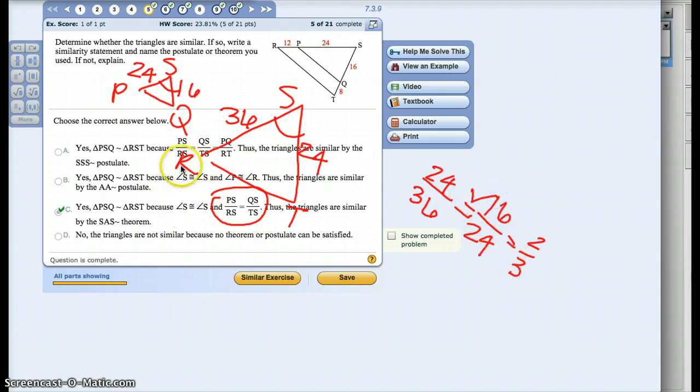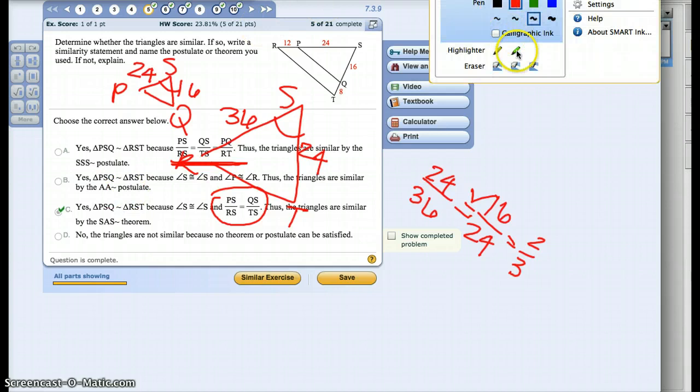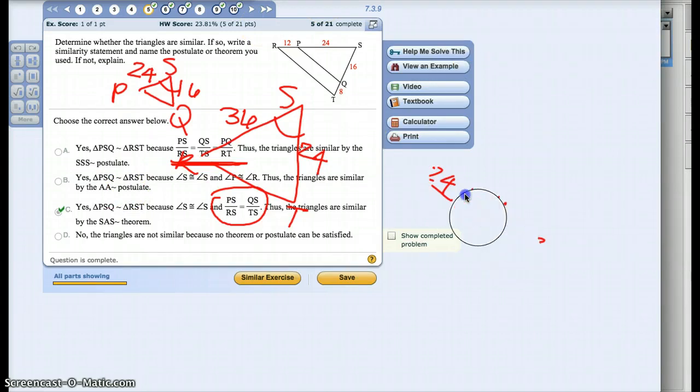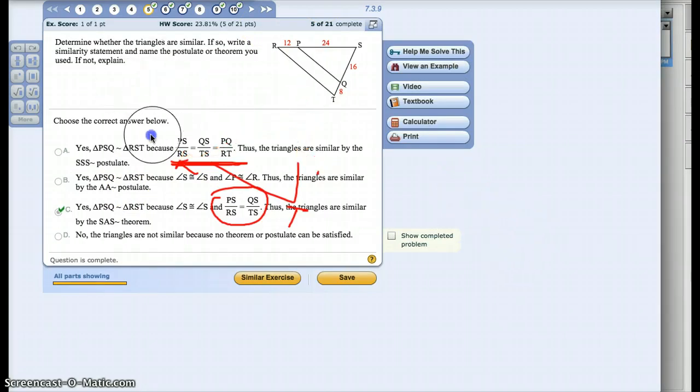If we were checking for side-side-side, you'd have a third that would all match, and for angle-angle, you don't need to check any of that. All right, let's get rid of this, and I'll go to the next one.